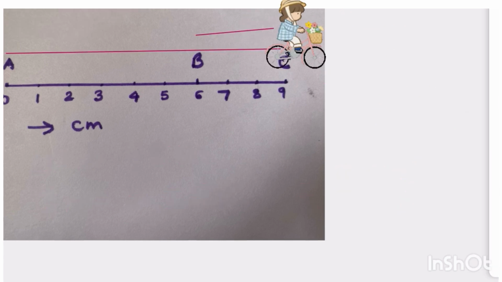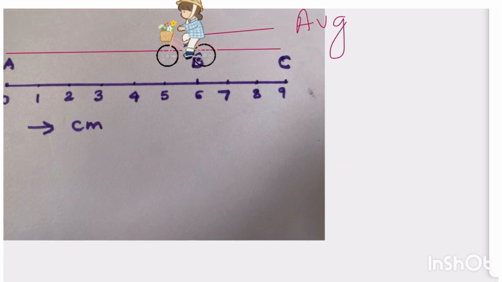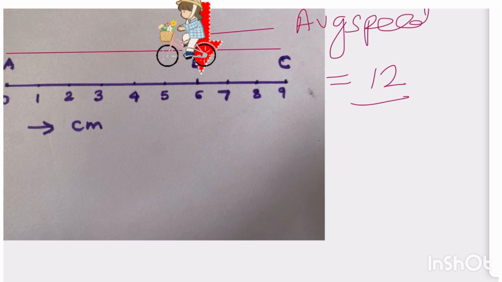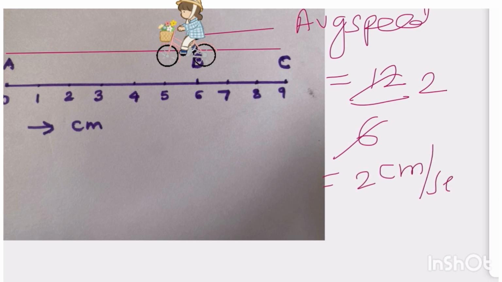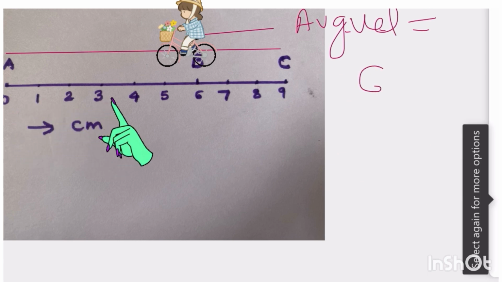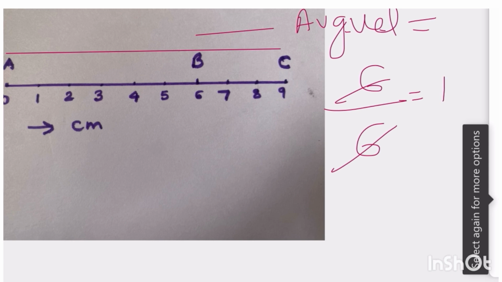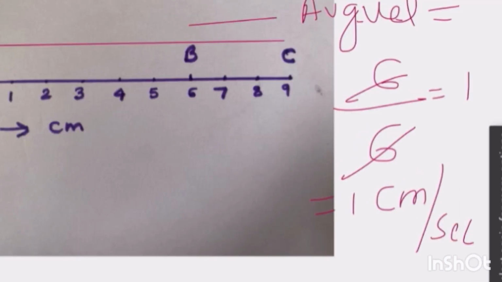Let us see what happens when the object changes its direction and moves from C to B in another 3 seconds. Now, total distance covered is 9 plus 3, which is 12 centimeter, and total time is 3 plus 3, 6 seconds. So average speed for this case will be 2 centimeter per second. Now in this case, displacement is AB, the shortest distance between initial and final point, which is 6 centimeter. Time taken to reach B is 6 seconds only. So average velocity is 6 divided by 6, which is 1 centimeter per second.